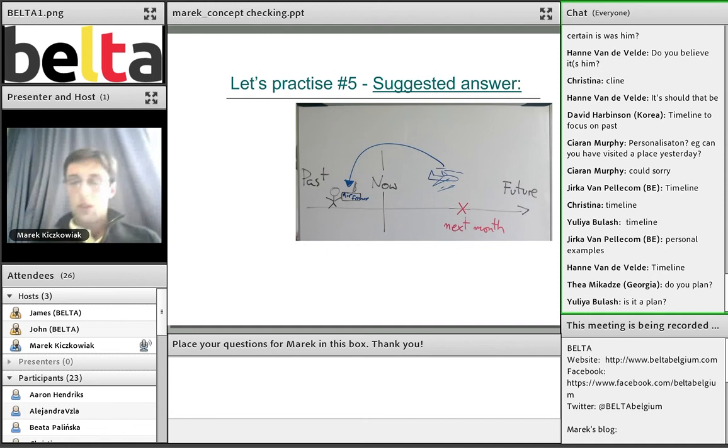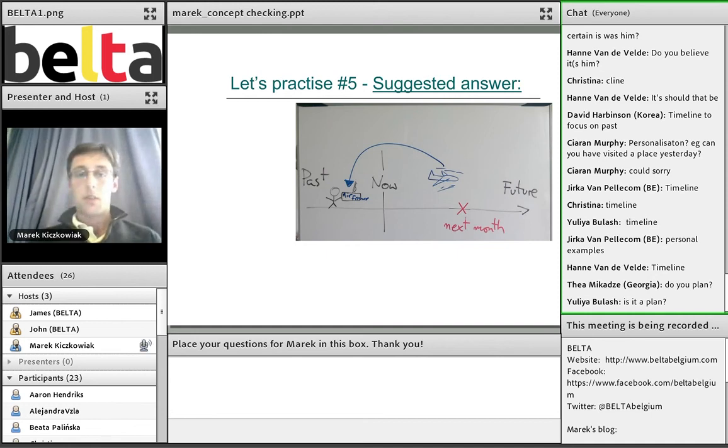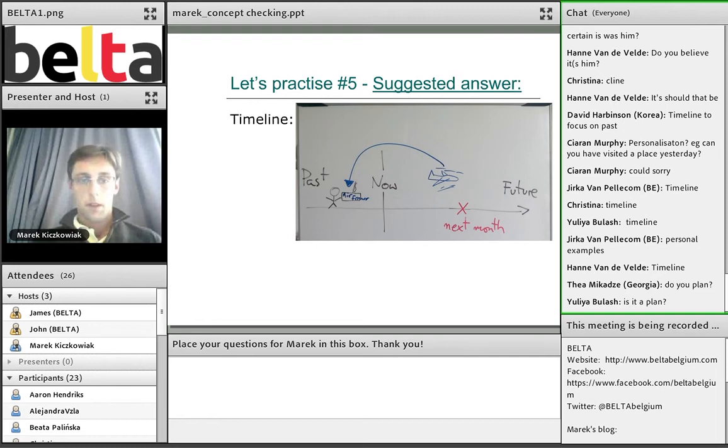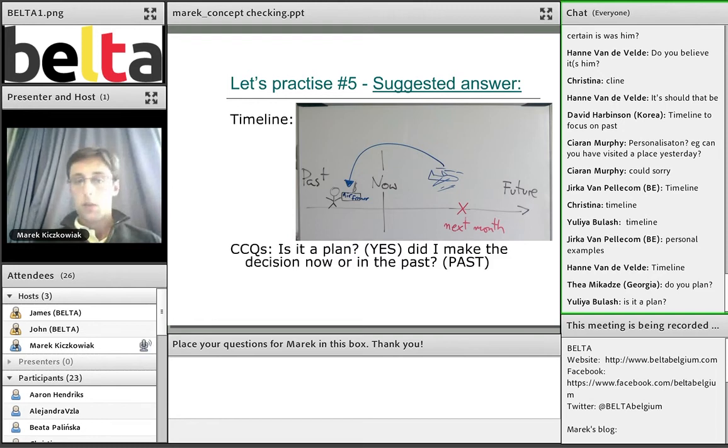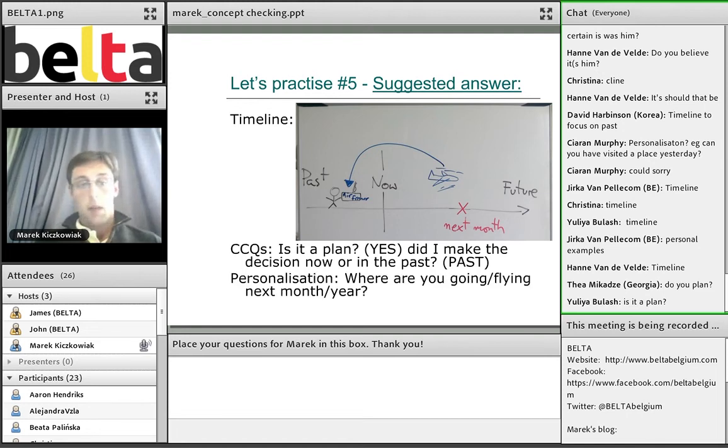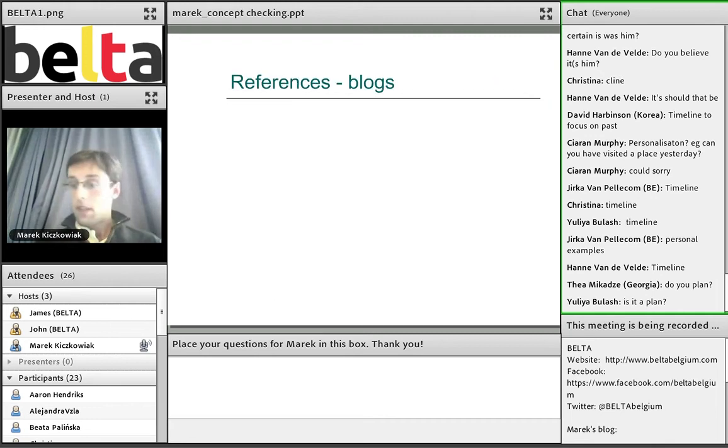So I've also tried to use the tips that we were discussing when it comes to timelines. And I might also CCQ it. Is it a plan? Did I make the decision now or in the past? And I might personalize it as well. I think that's the most logical one at the end. Where are you going or where are you flying next month, next year? And the students tell each other.